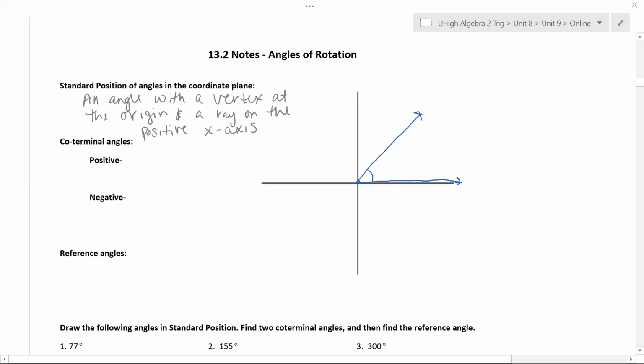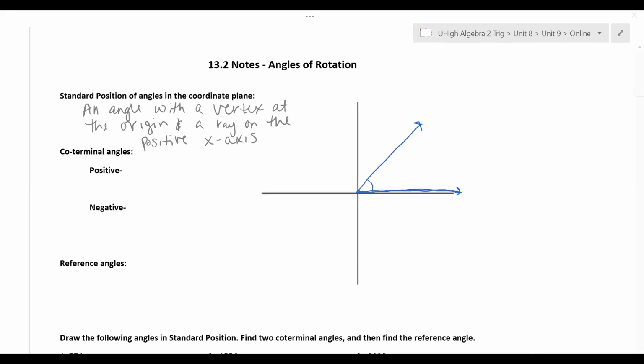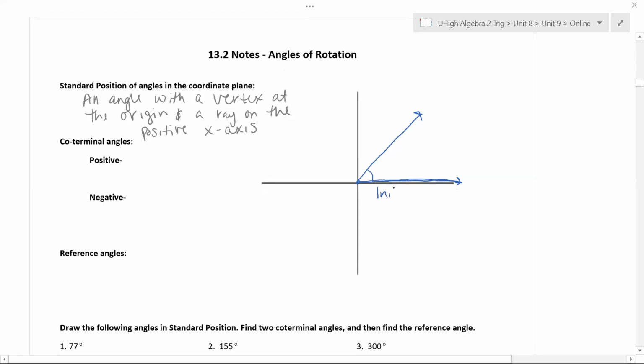So when we have this, the side that's along that x-axis, we're going to call that our initial side. And this side that is not along the axis, that's going to be our terminal side.